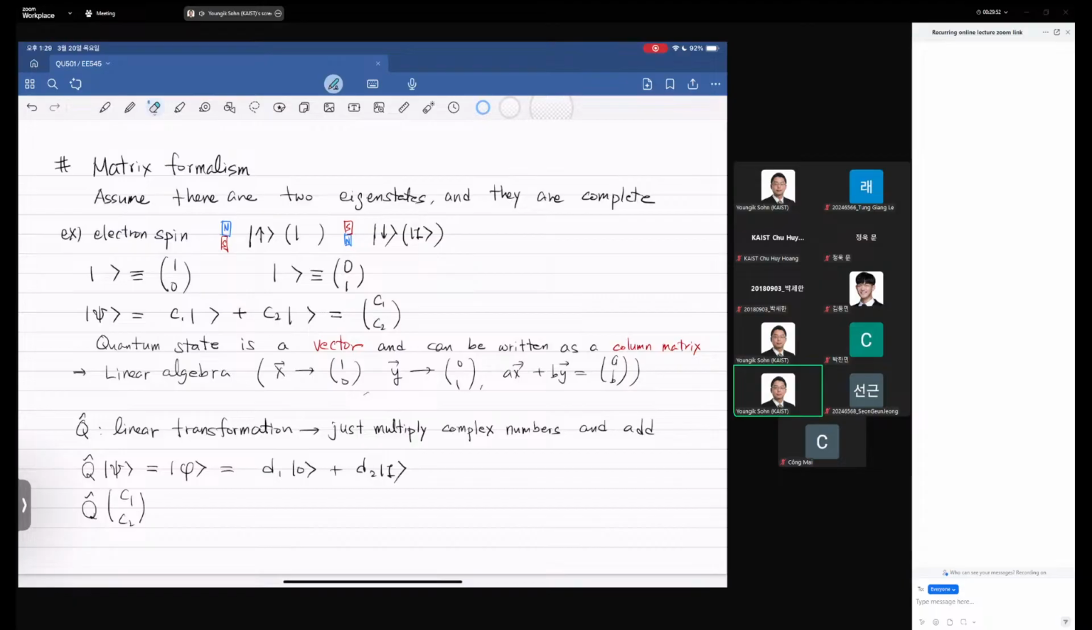So anyways, Q is applied to psi, and then you can represent Q as this square matrix.